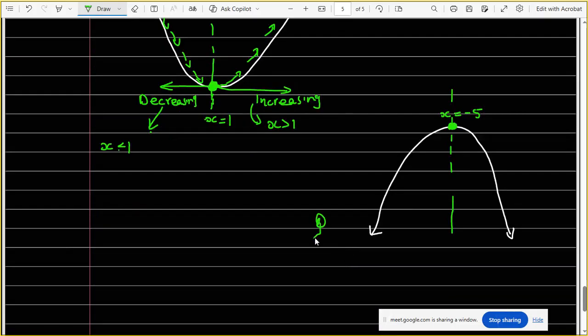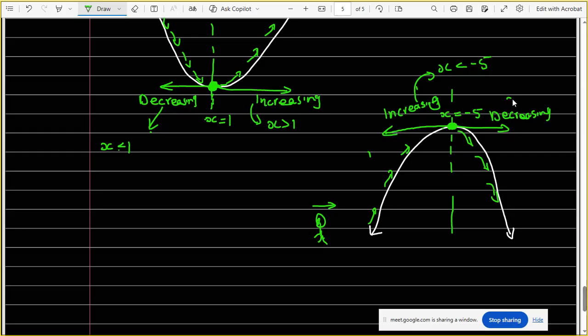Same applies this side. You move from left to right. The moment you start going up, you are increasing. So you are increasing from this point, going in that direction, when x is less than or equal to -5. Then the moment you start going down, you are decreasing. So this side is decreasing if x is greater than -5. Are you happy with that?